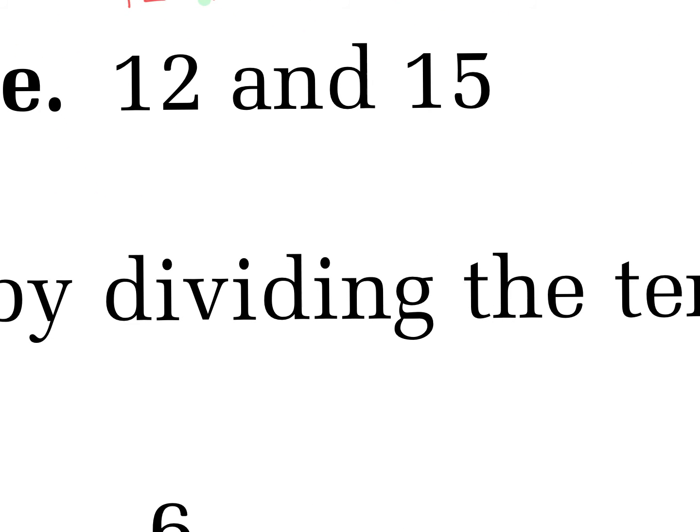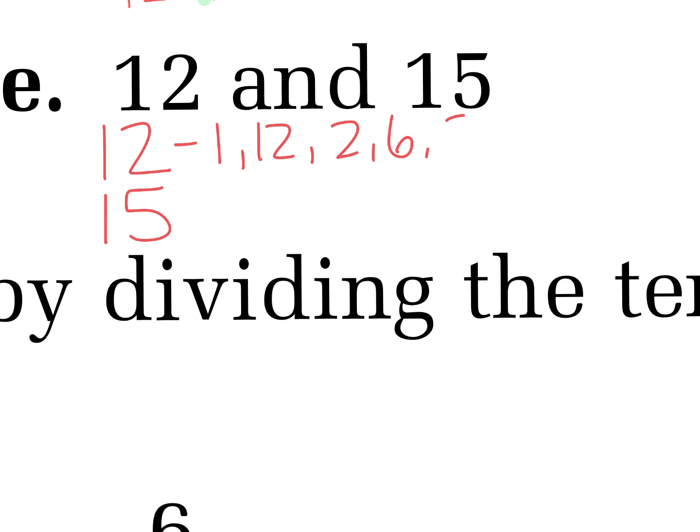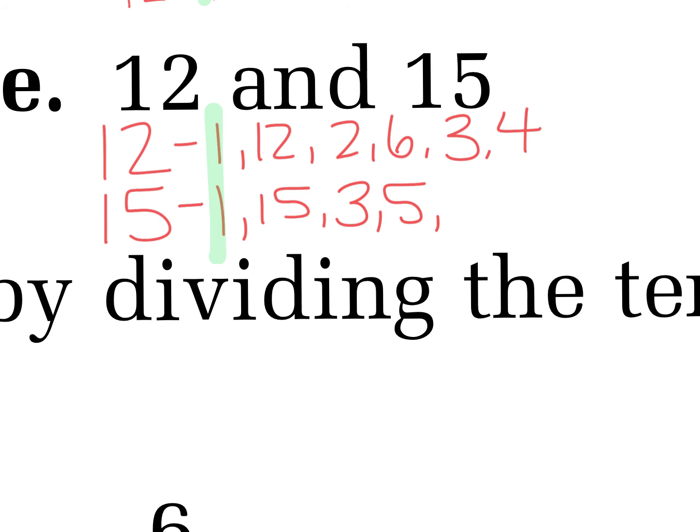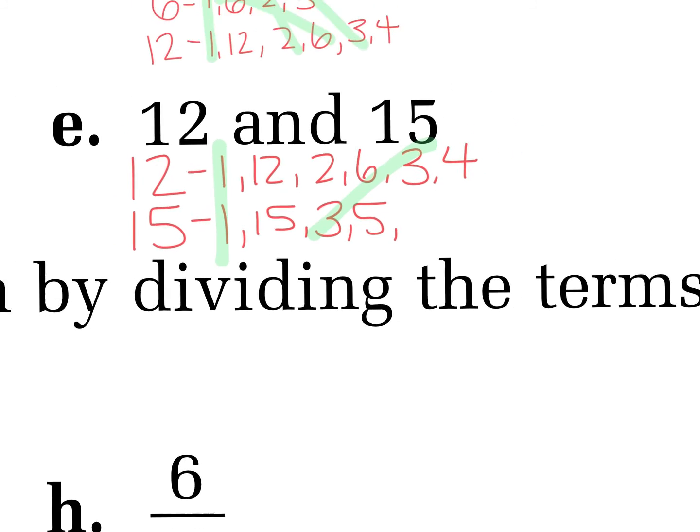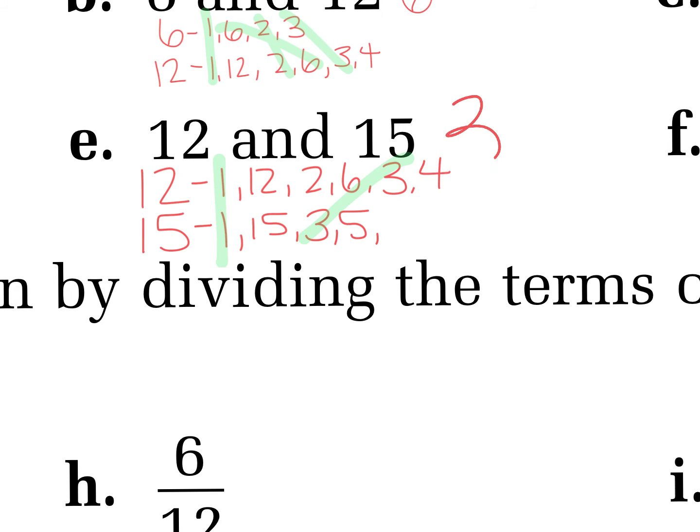All right, next we have 12 and 15. So I have 1, 12, 2 and 6, and 3 and 4. They're all my factors. For 15 I have 1, 15, 3, 5, and that's it. All right, so I'm going to find our common factors. 1 is a common factor. 3 is a common factor. And those are the only common factors. So between 12 and 15, my greatest common factor would be 3.